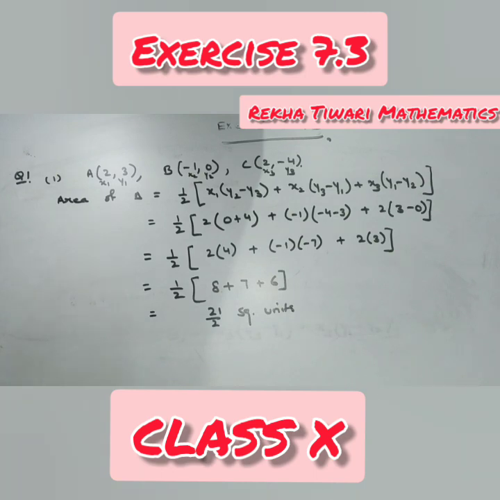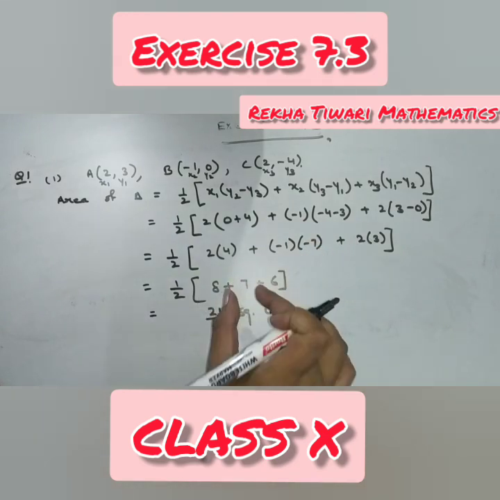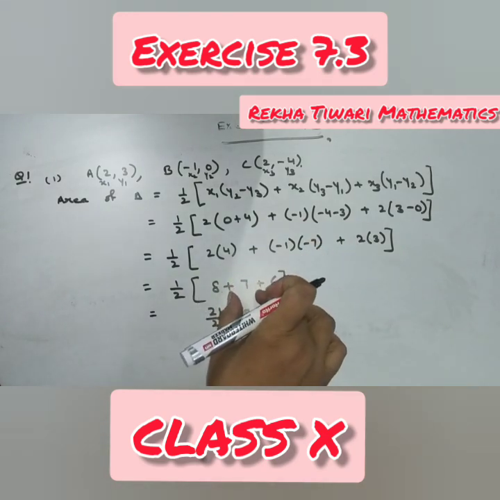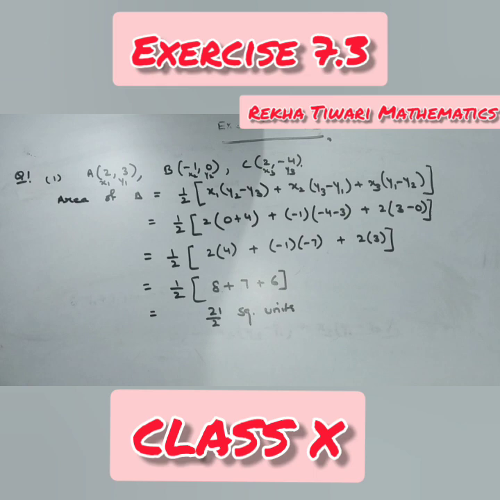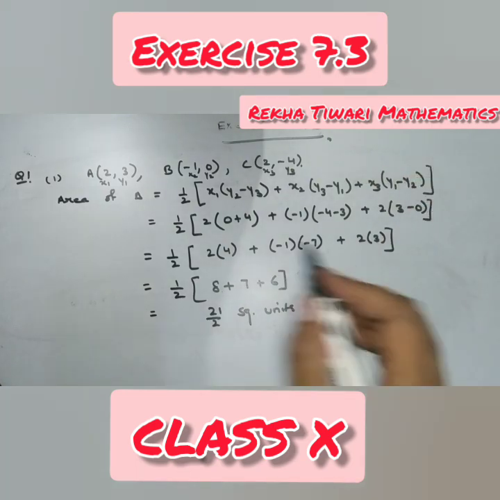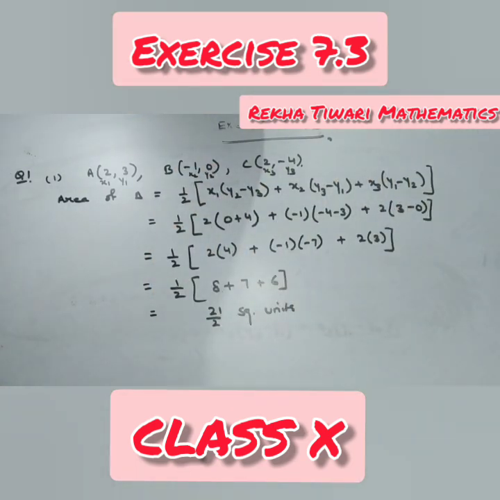Now one more thing. In some cases, after calculating this you will get a negative answer. But we know that area should not be negative. So to avoid this misconception, we will write the formula as half mod of this thing, because area is not negative.